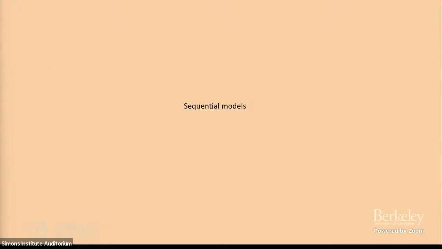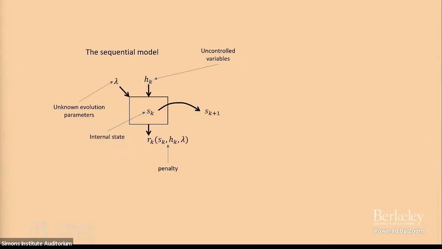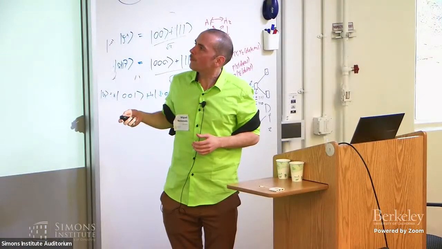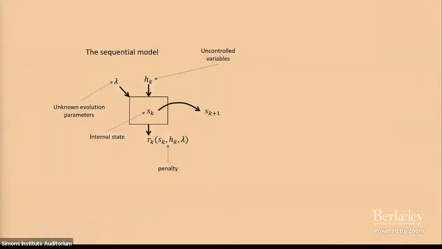So to solve this kind of problem, we invented some sort of formalism. Okay, but I'm going to tell you a sort of meta problem that allows you to formalize the problem that I just described. A sequential model is some system that has some internal state. This internal state is going to transition, and I will speak about this later. It also has associated some sort of penalty, and the penalty depends on the state but also on some unknown evolution parameters, you will understand why I call them evolution parameters, and some uncontrolled variables.